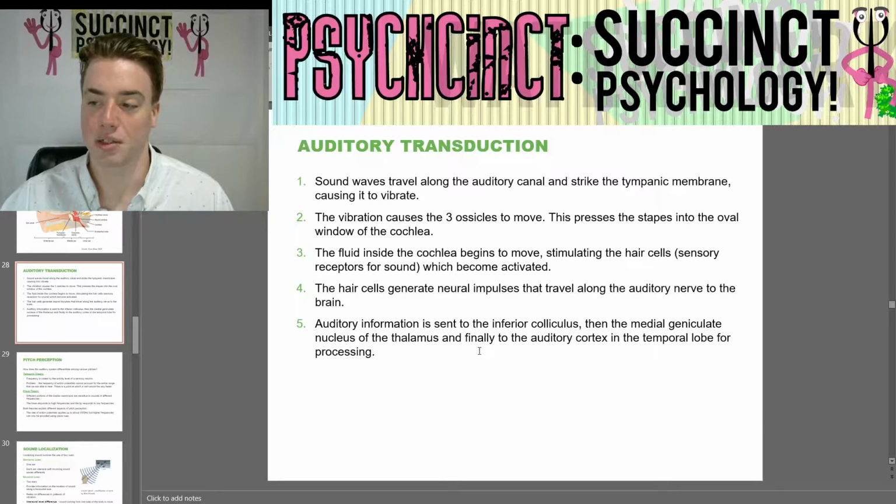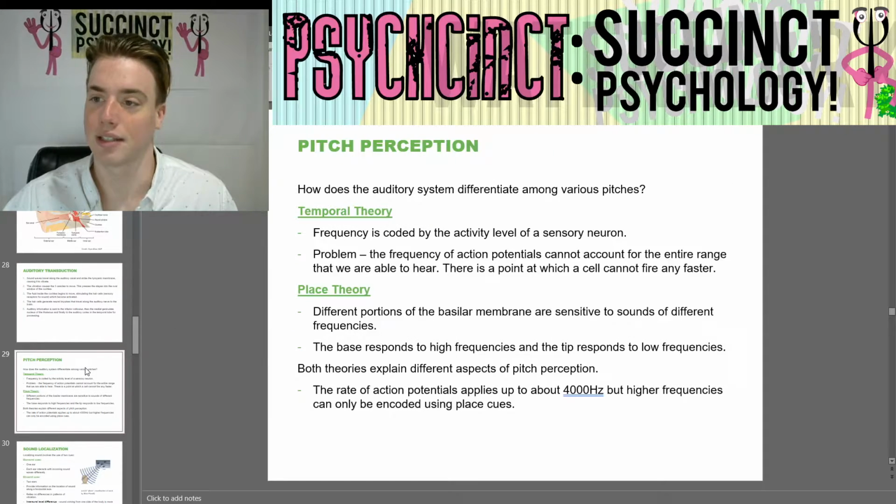Auditory information is sent to the inferior colliculus, then the medial geniculate nucleus of the thalamus, and finally to the auditory cortex in the temporal lobe for processing. So that's auditory transduction. Pretty complicated there, isn't it?